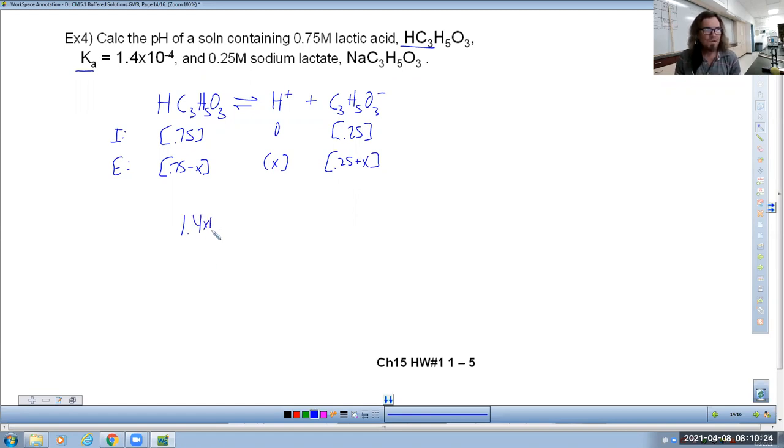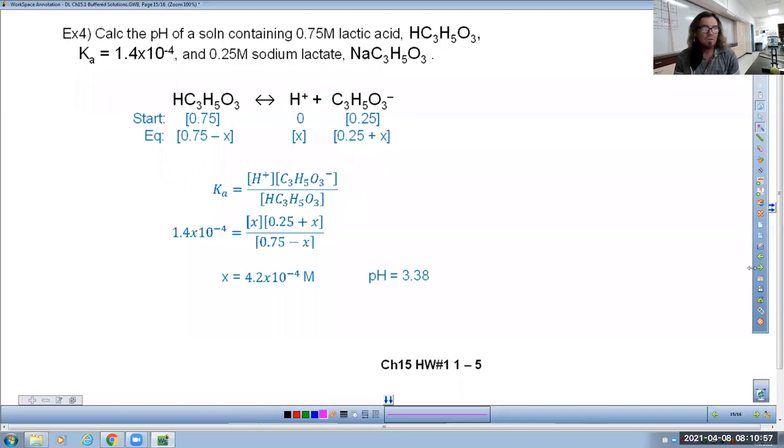And then our Ka, 1.4 times 10 to the negative fourth, equals X times 0.25 plus X over 0.75 minus X. X being negligible means that you can just pretend that it's not there, but you can't pretend this one's not there because it's being multiplied. And then you're going to times 0.75 and divide by 0.25. Or somebody might say, could we just multiply times 3? Of course. And then solve for X. Once you have your X, then you plug it into your pH equation and get 3.38.